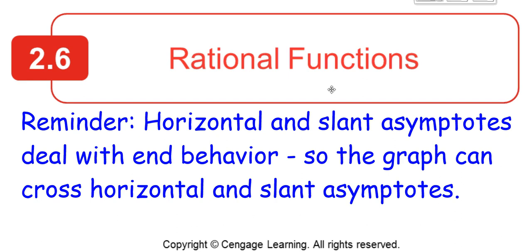So we have some familiarity with asymptotes, but I do have this little reminder, and maybe it's more a reminder to me than you. If you have a horizontal asymptote or a slant asymptote, they deal with only end behaviors, so the graph can cross a horizontal or a slant asymptote. A graph of a function can never cross a vertical asymptote. Just keep that in mind. I put it right at the heading here as a constant reminder for us.